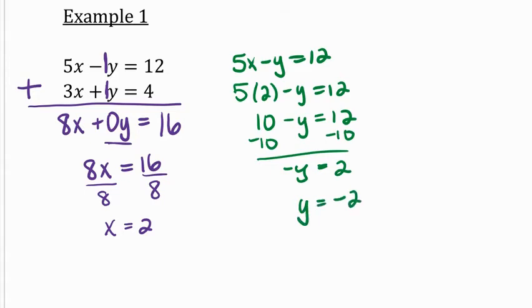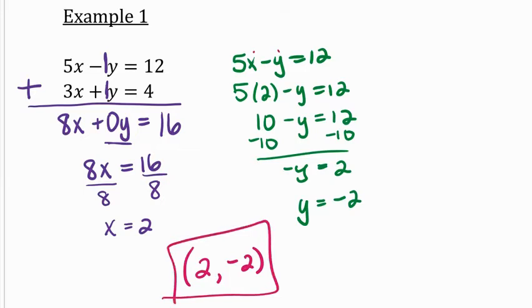Get the opposite. So now we've got our x and our y value that go together. So the solution to this system would be 2, negative 2. Right? And that means, remember, that I could take 2 and plug it in for the x, negative 2 for y, in both of those equations, and it would work for both. That's the point where the two equations intersect.